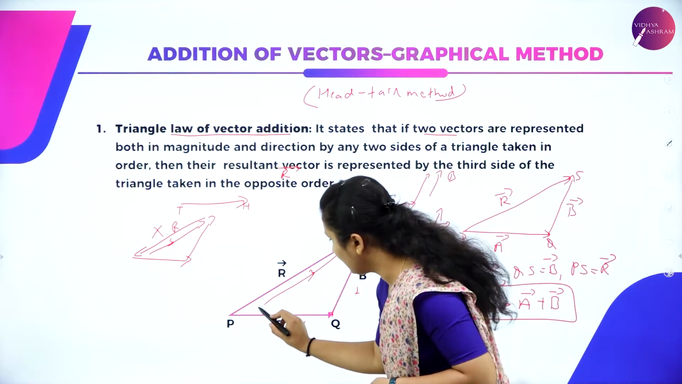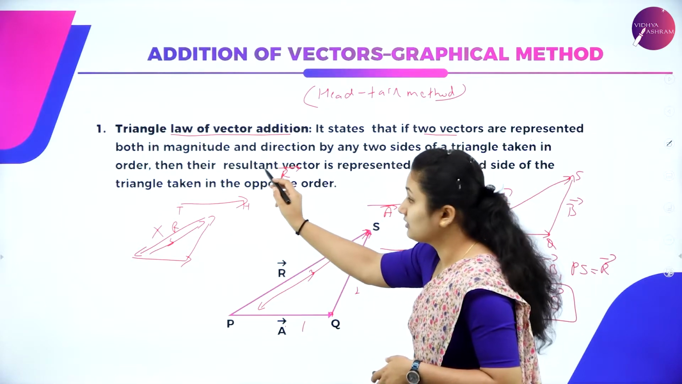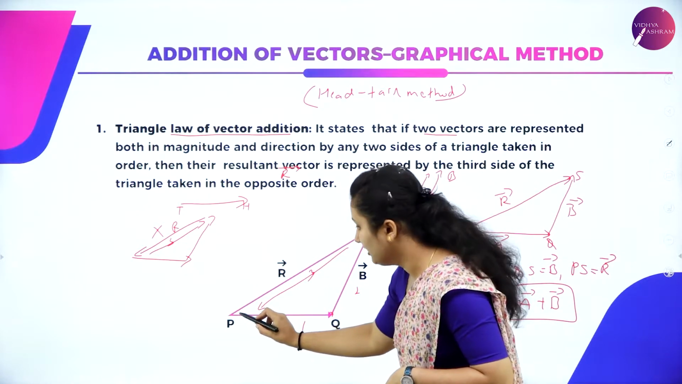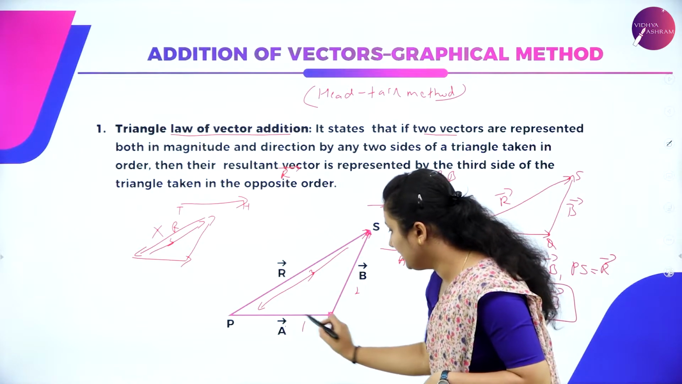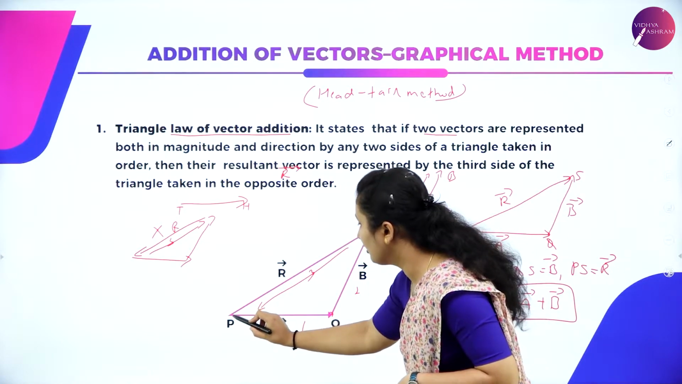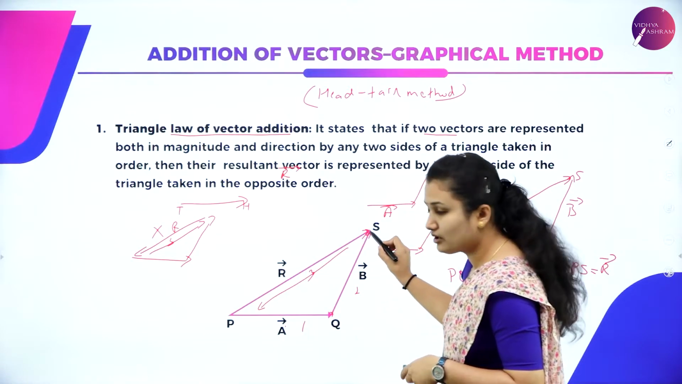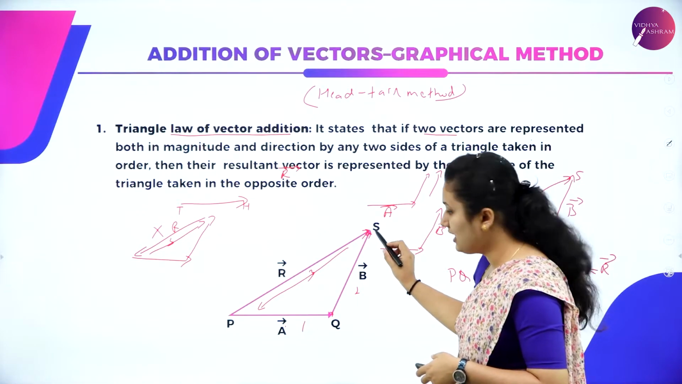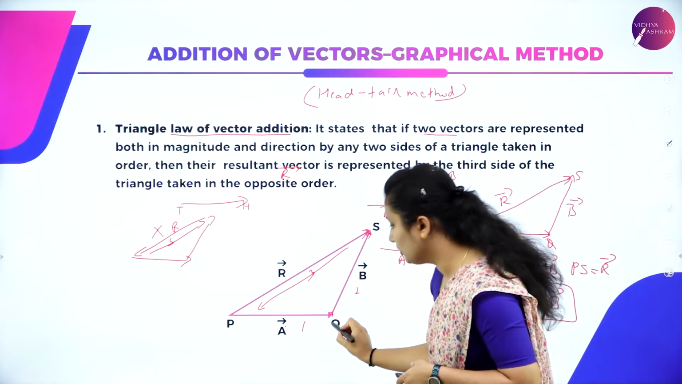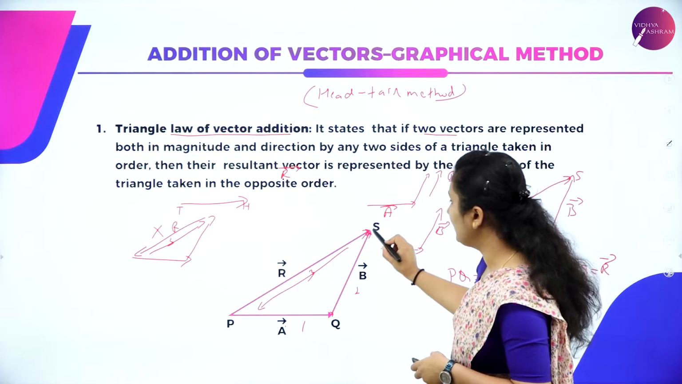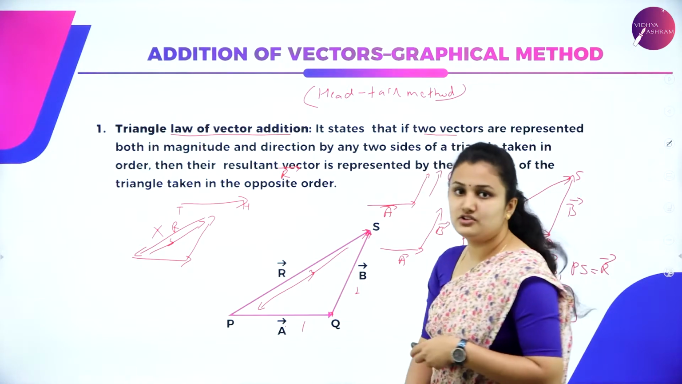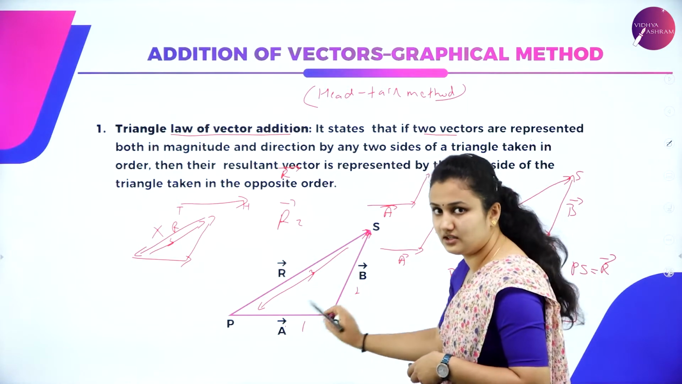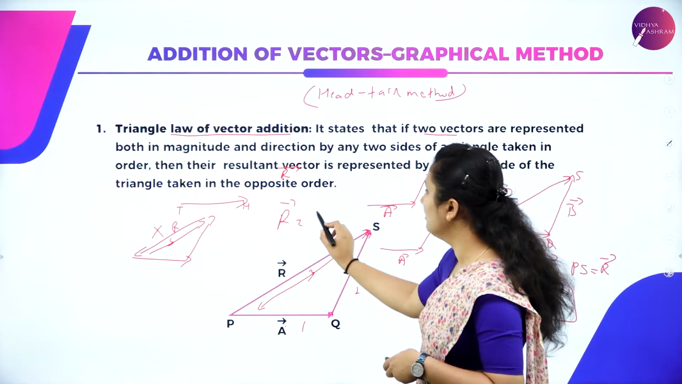So instead of taking the arrow in this order, the law says that it should be taken in the opposite order, such that the tail of the line PQ is connected with the tail of the line PS, the arrow head of the line PS is connected with the arrow head of the line QS, and the arrow head of the line PQ is connected with the tail of the line QS. So this is the triangle law. The resultant vector is the sum of the two vectors represented by two sides of the triangle.